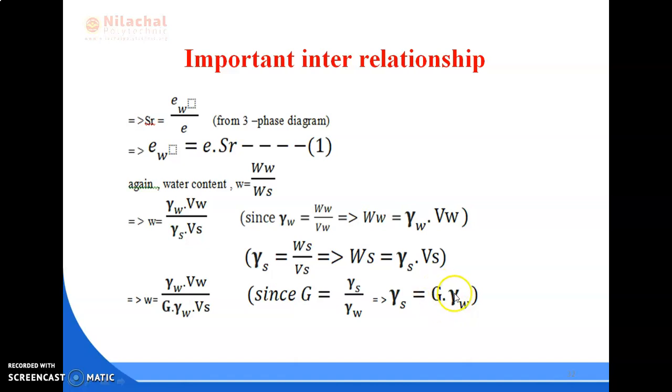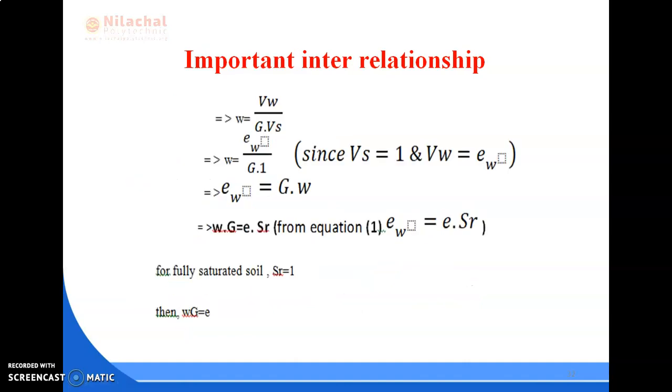So place this value G into gamma W in place of gamma S. So this one we write here: G into gamma W into Vs. So gamma W by gamma W cancel here, or implies W equal to Vw by G into Vs.